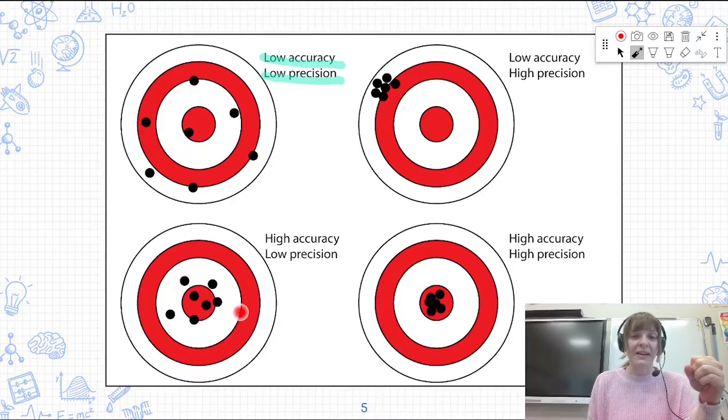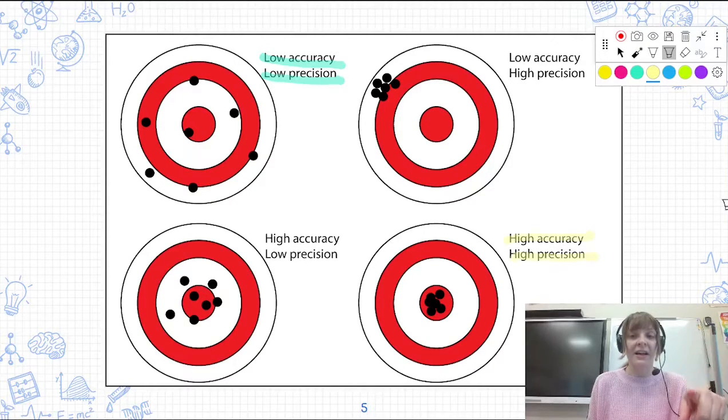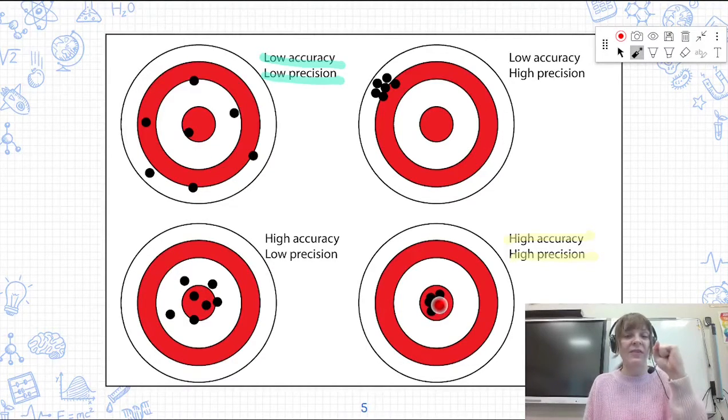In this example right here, you can see that the dots are scattered. They're not as close as up here, but they're all pretty much on target. So we have a high accuracy but a low precision in this example. The last example, we have a high accuracy and a high precision. And this is where we have the condensed dots all focused on that central target where we were aiming for. So this is just a visualization of accuracy and precision.